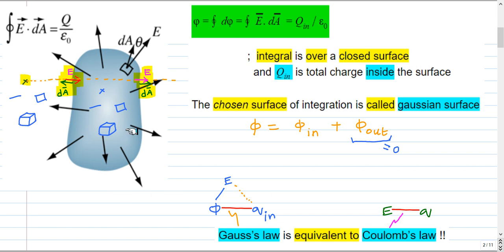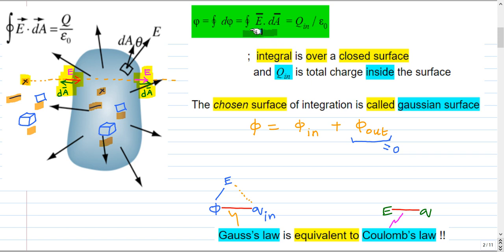Here we have a general closed surface of arbitrary shape, and in general the charge can be a point charge, a line charge, a surface charge, or a volume charge. And the charges can also be present outside the surface. So outside also we can have point charge, line charge, surface, or volume charge. To find the electric flux coming out of this closed surface, we have to evaluate this integral E dot dA, and that's equal to Q by epsilon naught by Gauss's law.